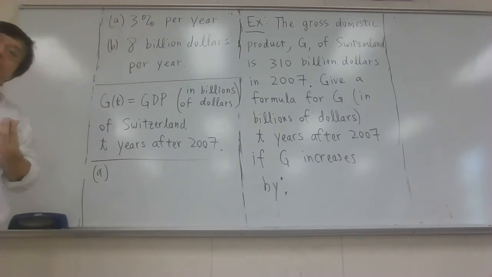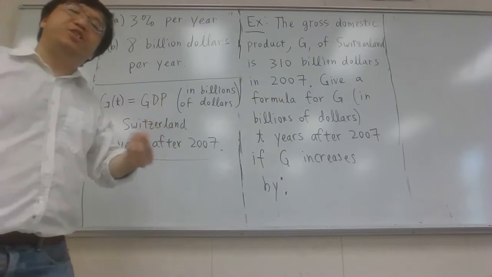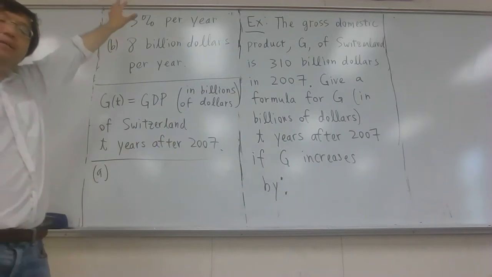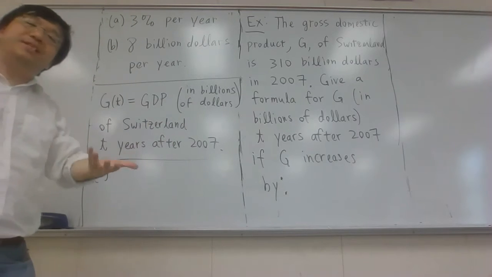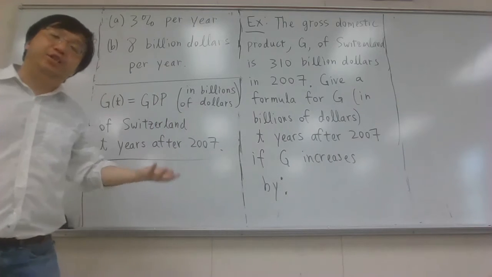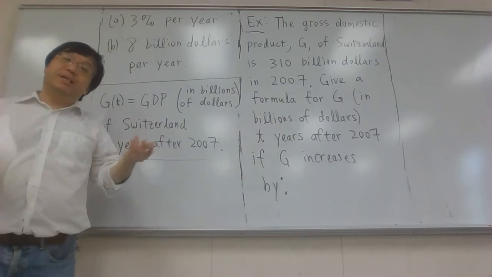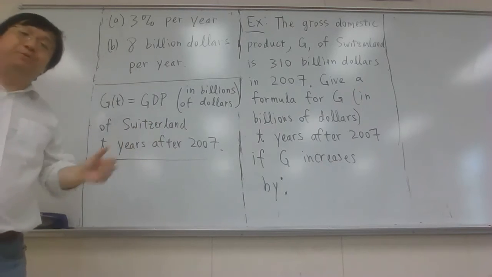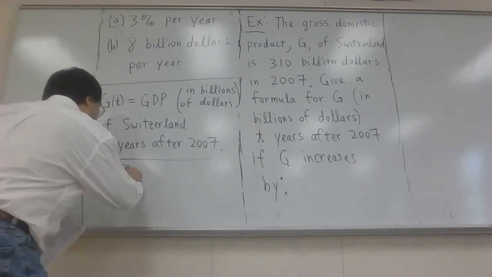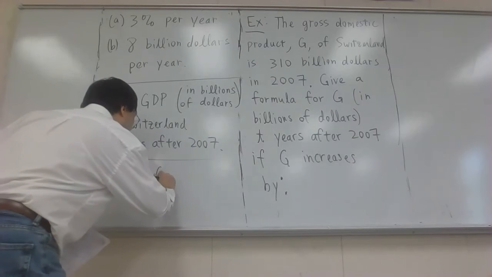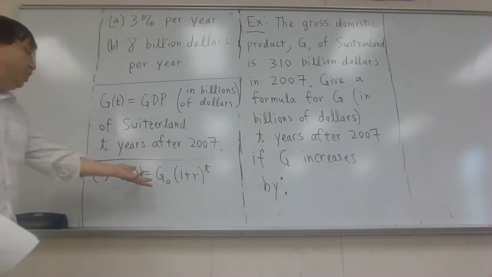If it's growing by 3% per year, what is it growing by? It's growing by a certain percentage per unit time. So by the proposition that we discussed earlier, since it's increasing by a certain percentage per unit time, it's an exponential function, which we can write in this form: GT equals G naught times 1 plus r to the power of t, where G naught, what's G naught?